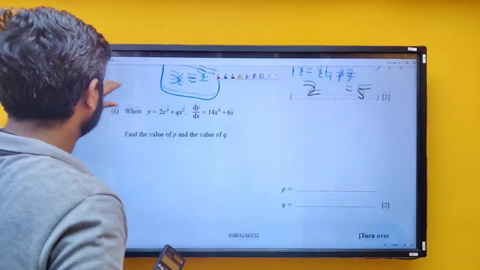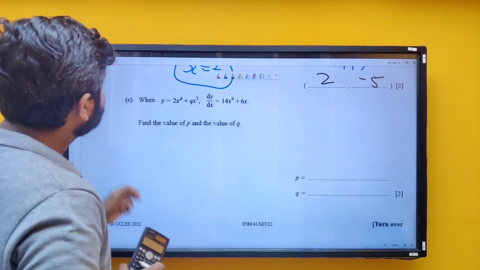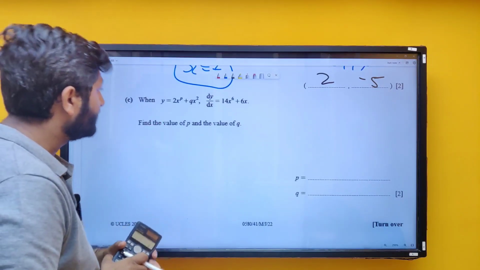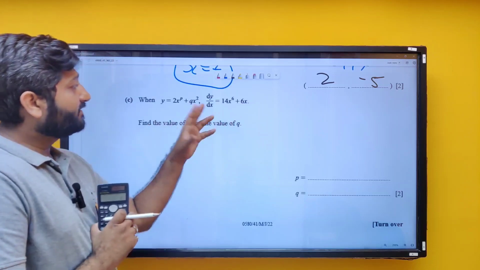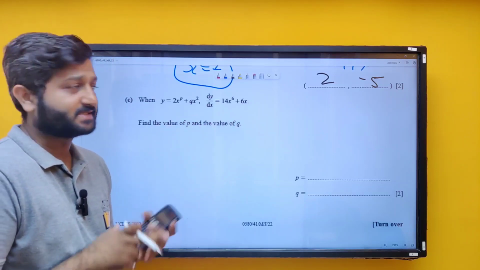Next question. Find, when y equals 2 into x power p plus qx square, dy by dx equals 14x power 6 plus 6x.